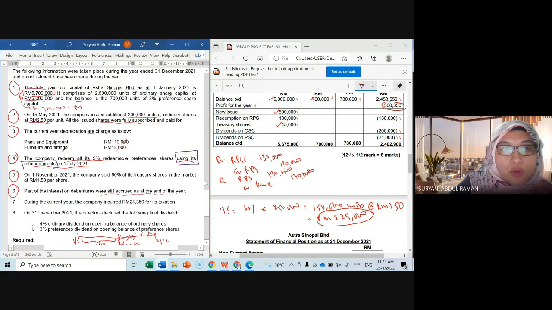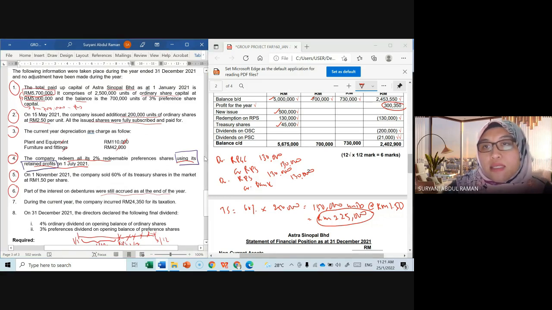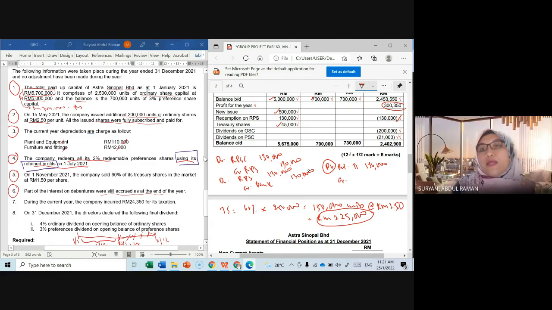So, what is the double entry class? Debit retain profit confirm lah. Debit retain profit RM130,000. Bila you debit retain profit, ini yang you tolak ni. Nampak? Kredit mana kelas? Ordinary share capital. Well done. Credit ordinary share capital. Kita akan transfer to the ordinary share capital. So, capital tu akan bertambah balik RM130,000.